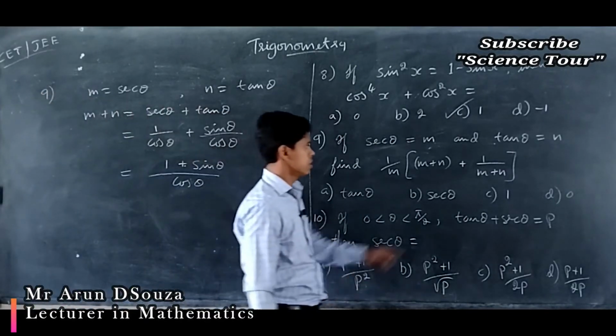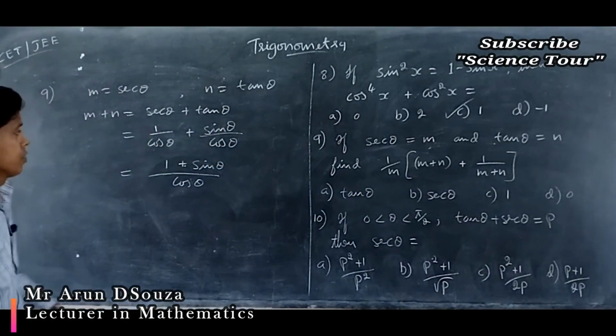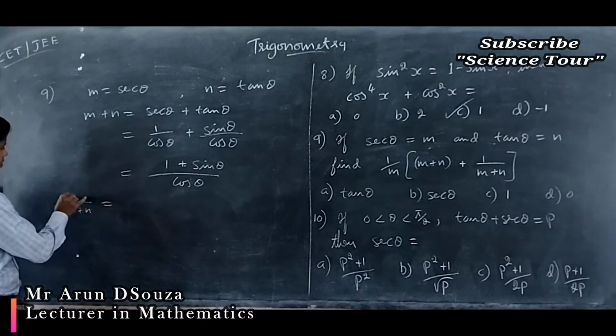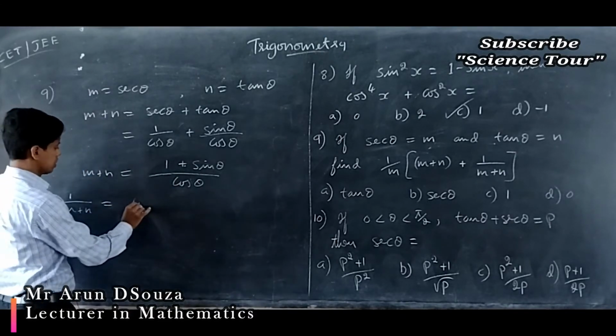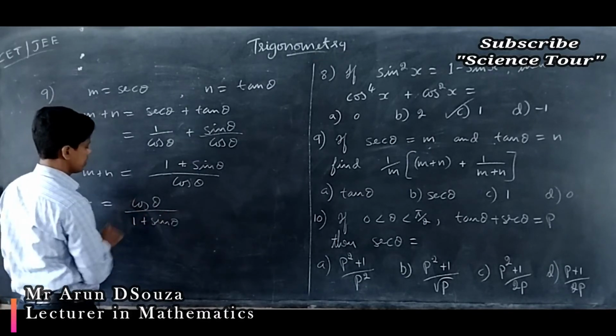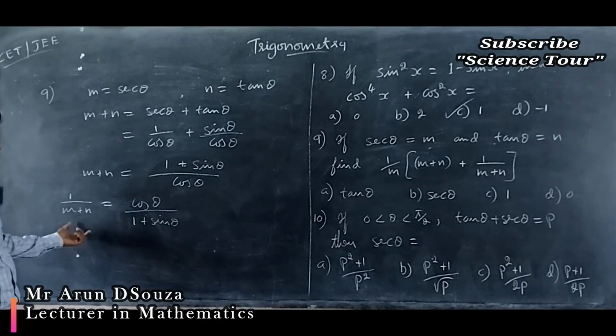Okay, so here you have 1 by m plus n, correct? So I'll find that. So 1 by m plus n. See, this is m plus n. Now if you need the reciprocal, so cos theta will go to the numerator and 1 plus sine theta will be here, right? So that is 1 by m plus n.